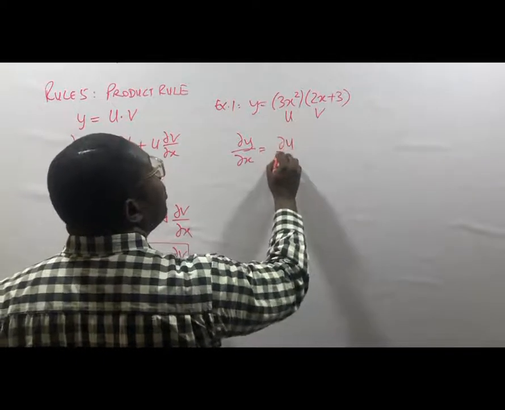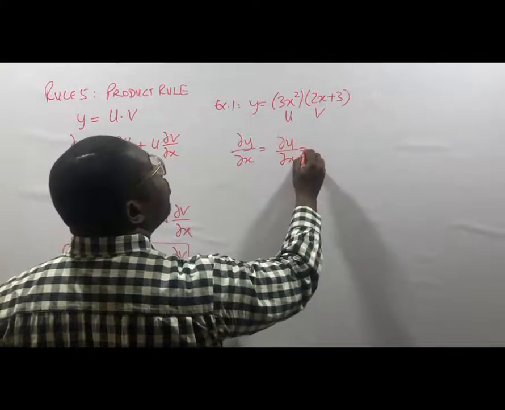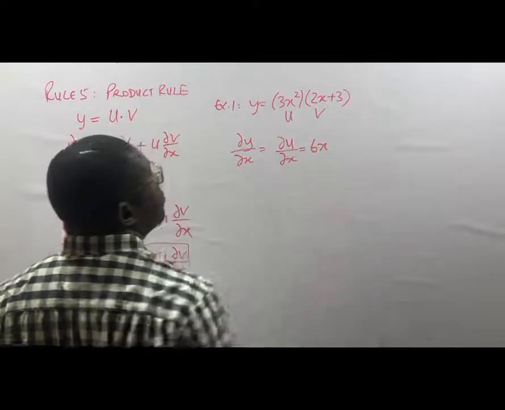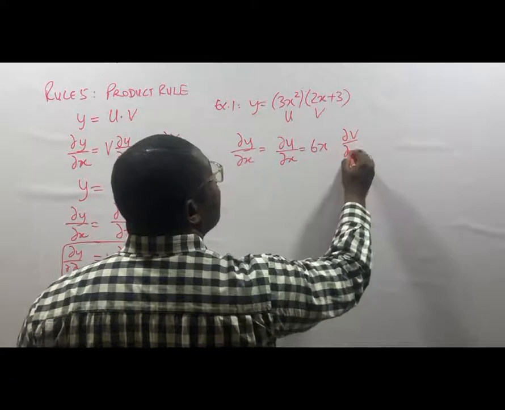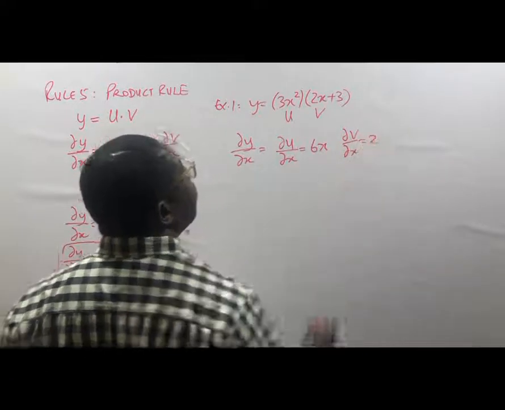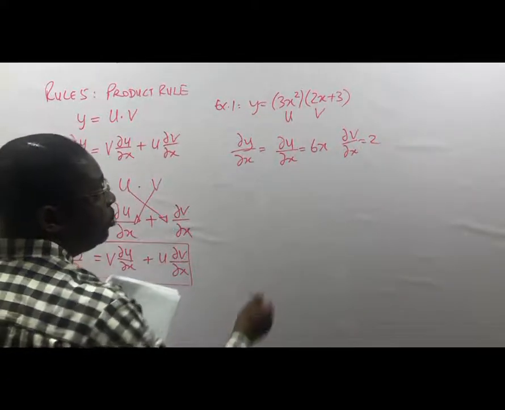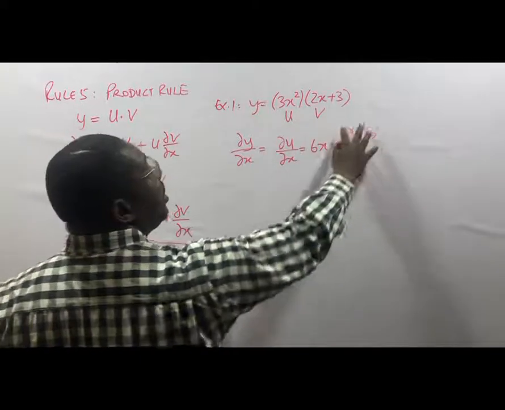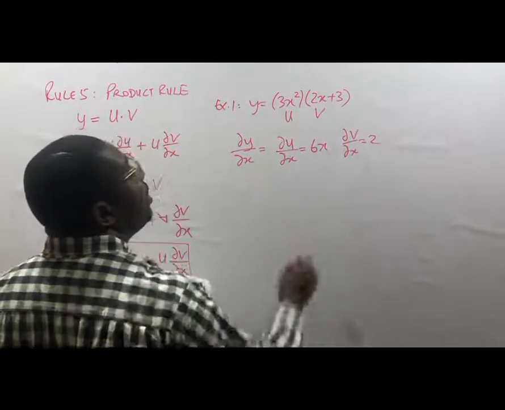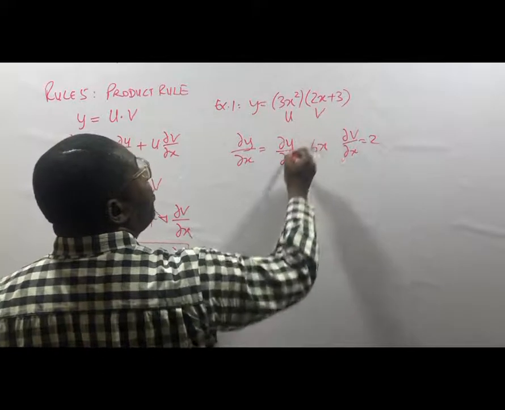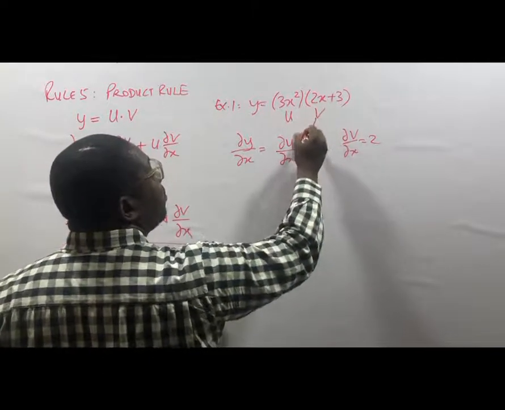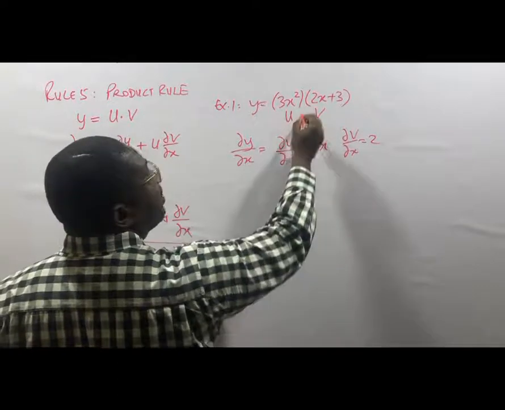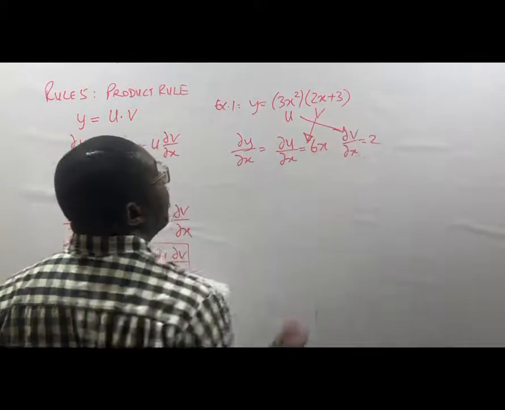Du dx will be 6x, as you can see. Now, dv dx will be 2. So what we now do, this is the first function and this is the second function. Now what we'll do, we'll cross multiply this against this. So this one will be multiplied against this, and this will be multiplied against this.